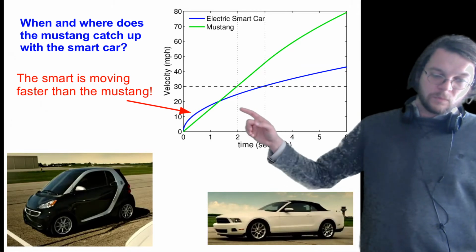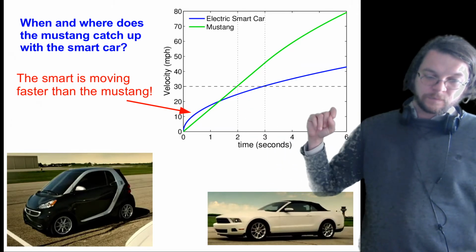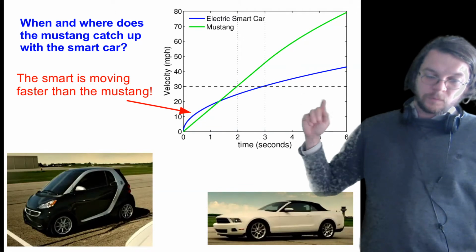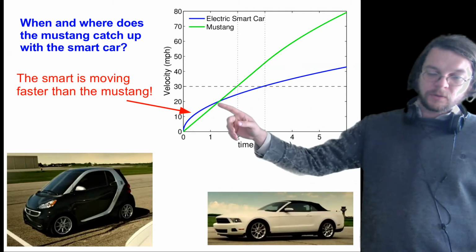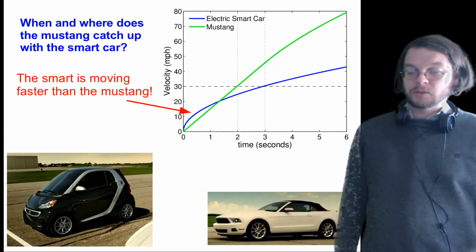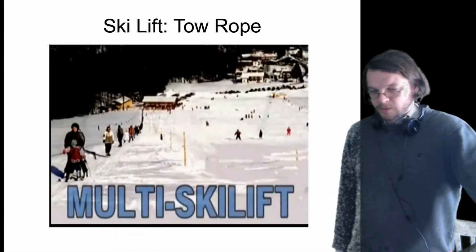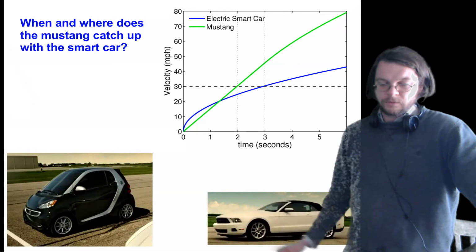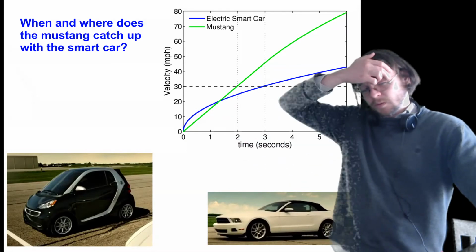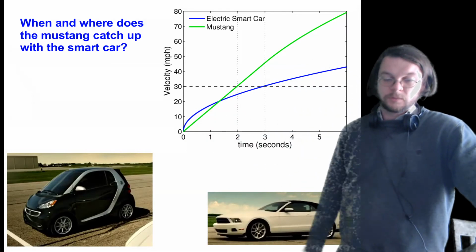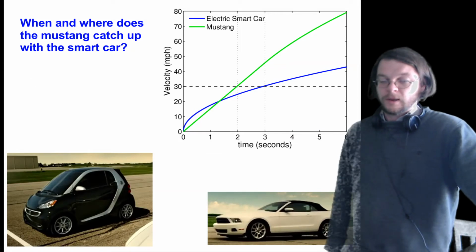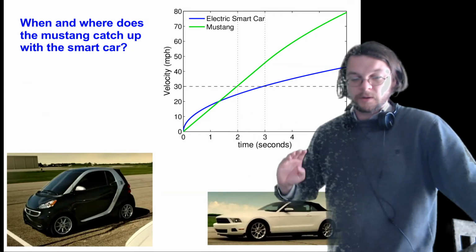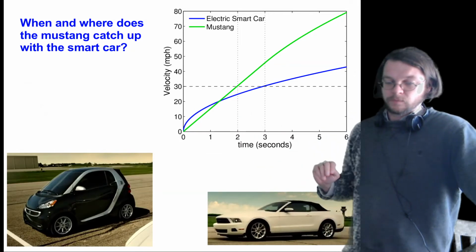When and where do they catch up? Well, this is the velocity graph. Just because they're going the same velocity here doesn't mean that they're actually at the same position. So to do that, you'd have to dig into it a little bit more and take the area under this curve, which I'm not necessarily going to go over. But this is just a nice simple model for these two cars.